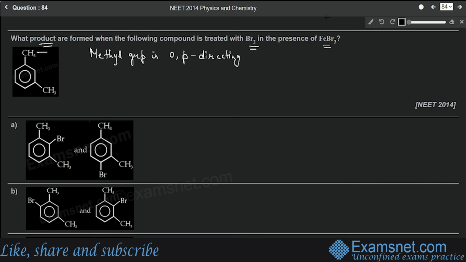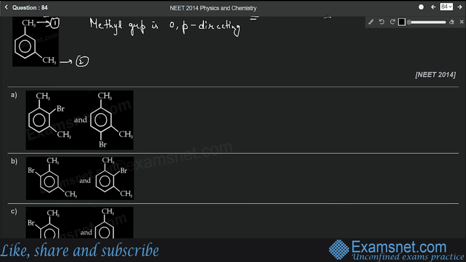Okay, let's say this is methyl number 1 and this is methyl number 2. So with respect to any one of the methyl groups, the incoming group, that means bromine, should be attached either at ortho position or at para position. Actually, if two compounds are obtained, then in one it will be attached at ortho position and in the other it will be at para position. Okay, so let's check. In the first option, we have bromine attached to the ortho position with respect to methyl number 1, and in the second compound it is at the para position with respect to methyl number 1.